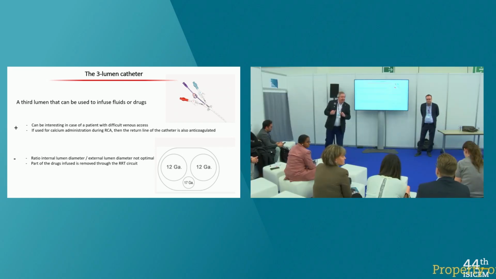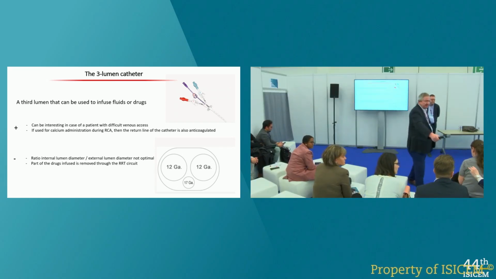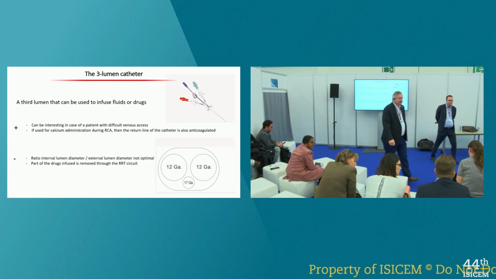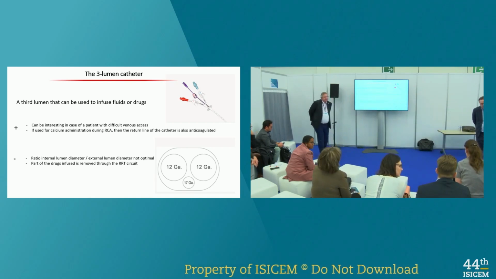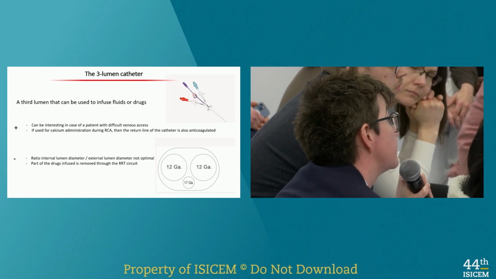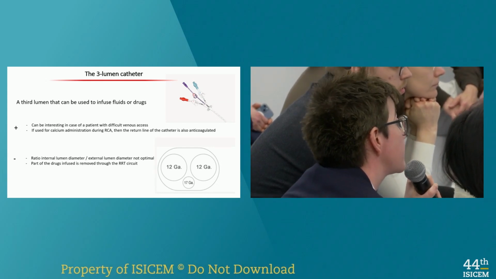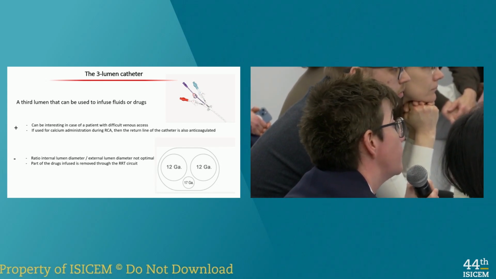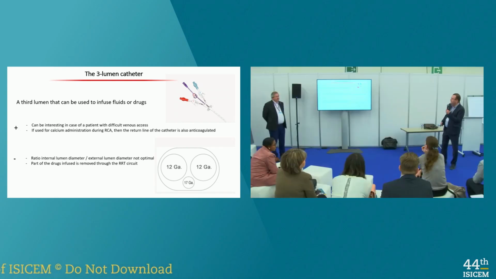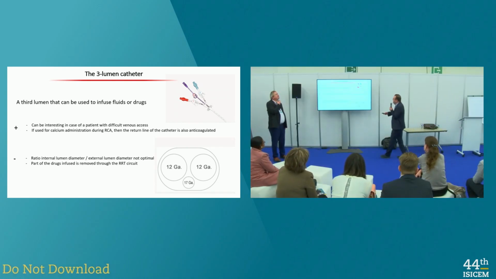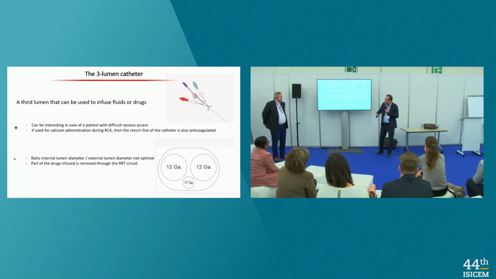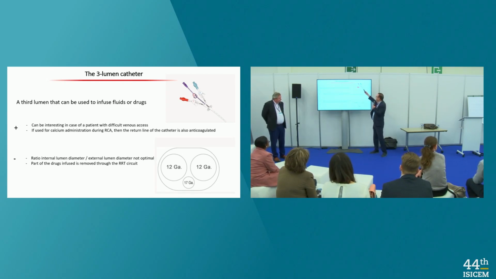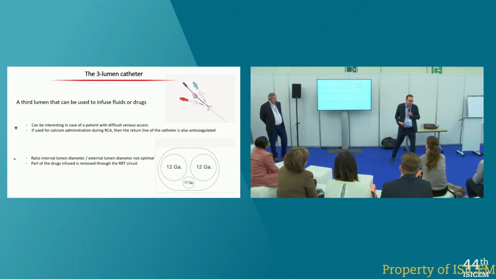Yes? Just a quick follow-up: if you're infusing your calcium for citrate through that third lumen, do you then have to give more calcium? Are you going to lose some of your calcium replacement? No. It doesn't impact your protocol of citrate calcium return if you place your catheter here. I don't think it will change your protocol very much.